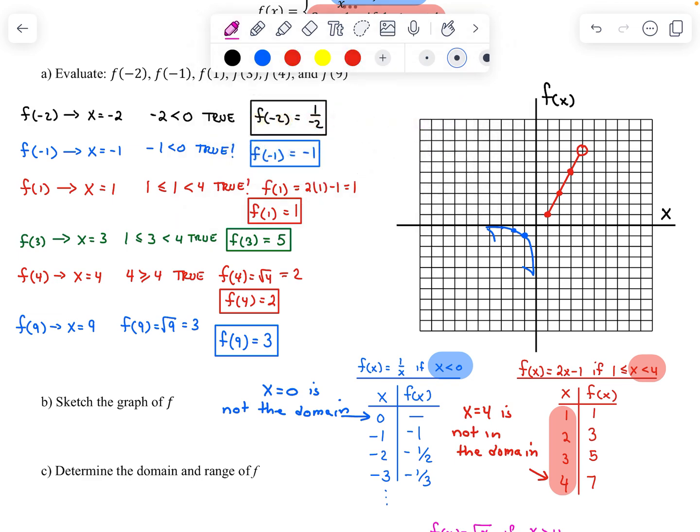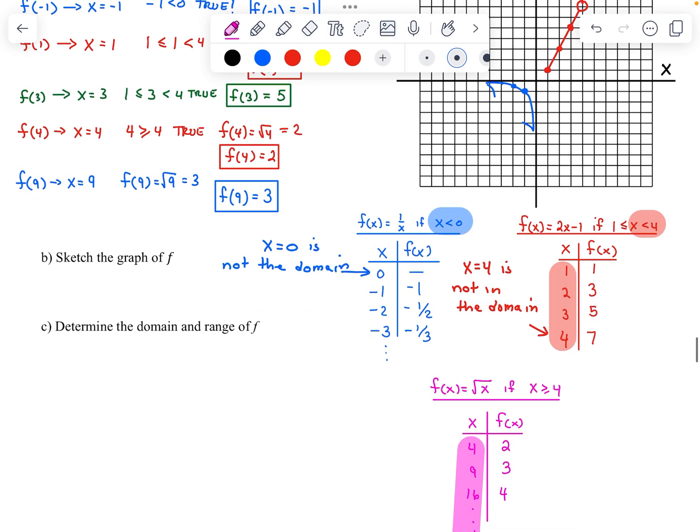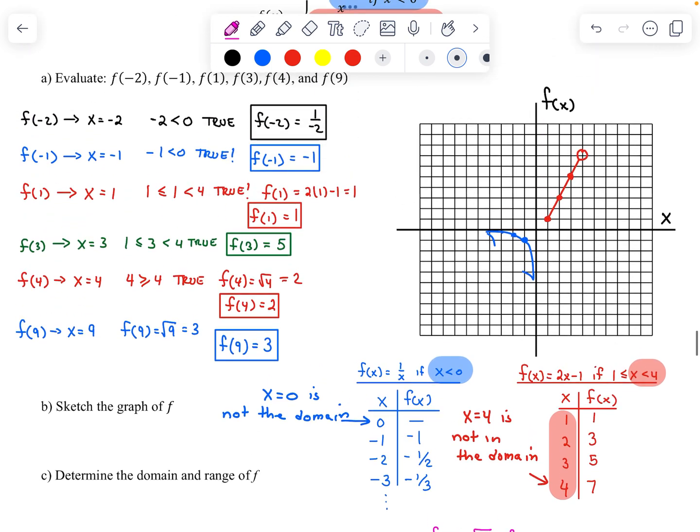And now we want to graph the third piece. And we're going to graph 4, 2 and 9, 3. So 4, 2 is going to get a closed circle. 9, 3 is also going to get a closed circle. And that looks like a line, however it's not. We just need to be careful here. It's going to be more of like a small curve like such. And that is the graph of the piecewise function f of x.